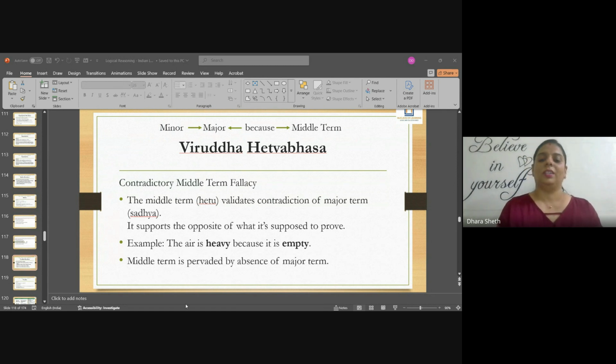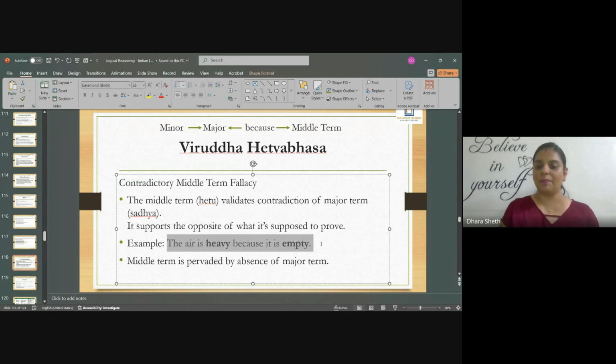Okay. Now, how is this question asked? Middle term validates the contradiction of major term. So in simple words, it supports the opposite of what it is supposed to prove. But how do they ask it in the question? In which policy is the middle term pervaded by absence of major term? Because it proves the opposite, so the major term is absent. It proves the opposite thing.